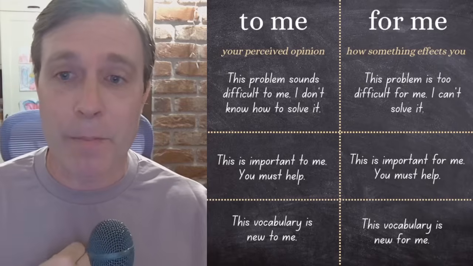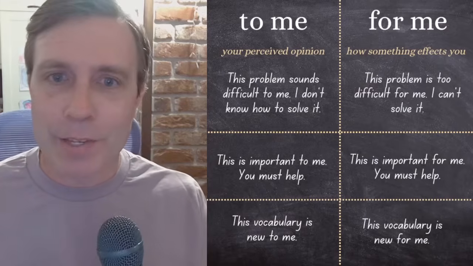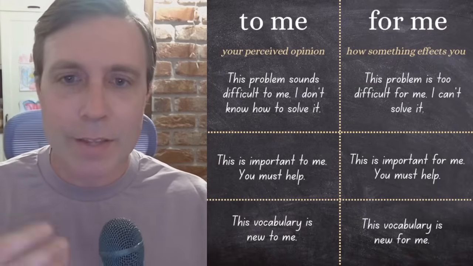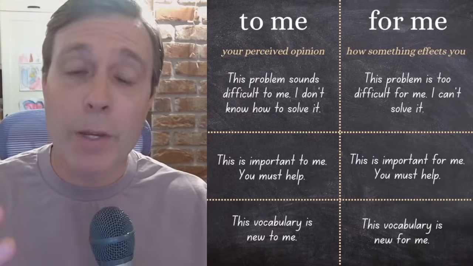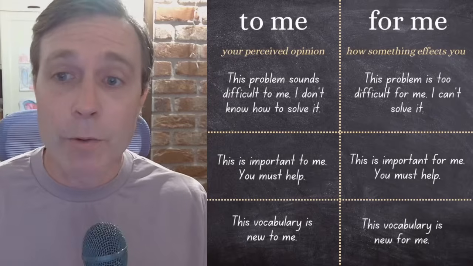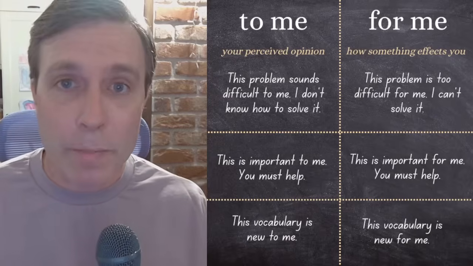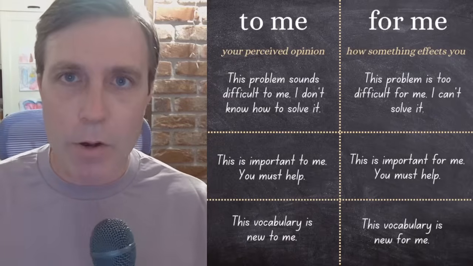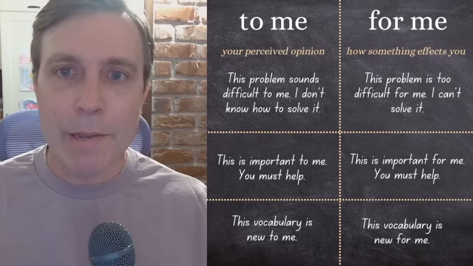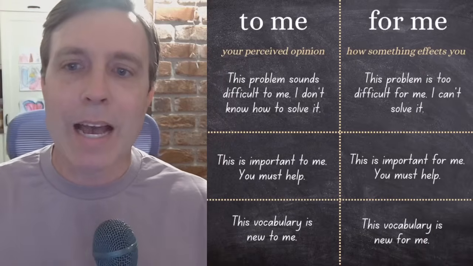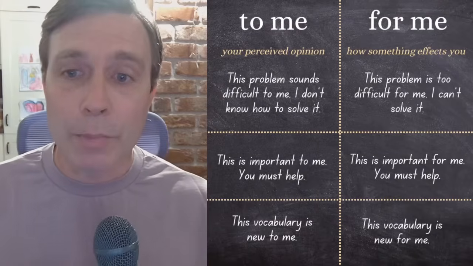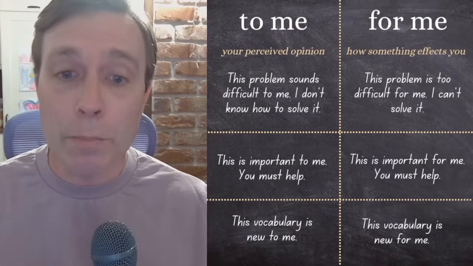It's important for me. And then finally down below, this is something I hear a lot. People take my course and we talk about vocabulary and somebody says, well, this vocabulary is new to me versus this vocabulary is new for me. Again, both of them are correct. It really just depends on what you're trying to say. In this case, I think it's more common to use to me. This is new to me.